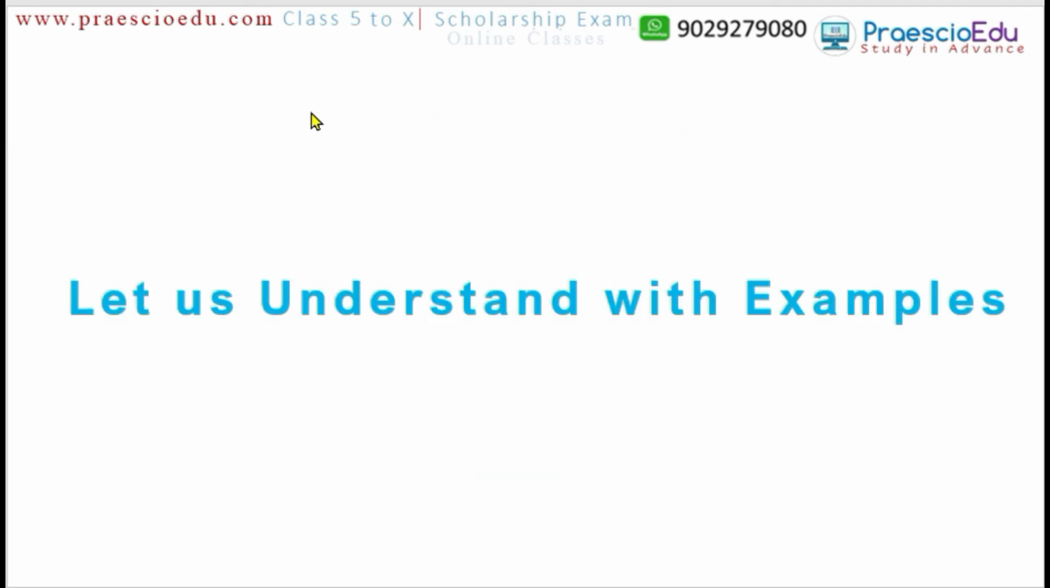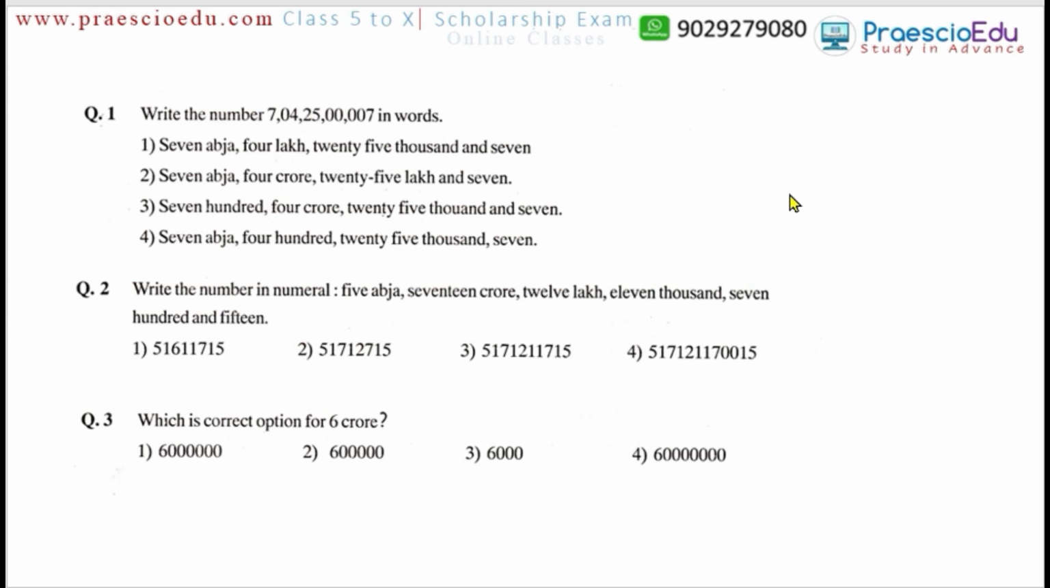Let's understand with the examples. Question number 1. Write the number. Here we can understand the commas are given, so we will count before reading: 1, 2, and 3 or 4. Okay, so this is the thousands place. This is the lakhs place. This is the crore, and then this is the abja place.